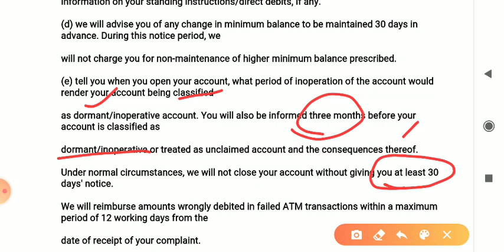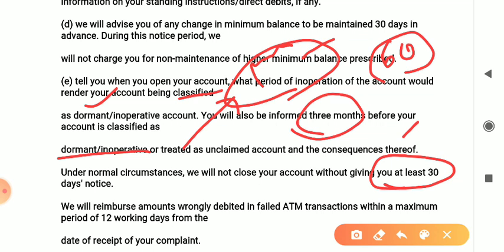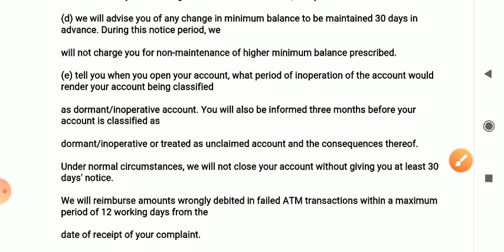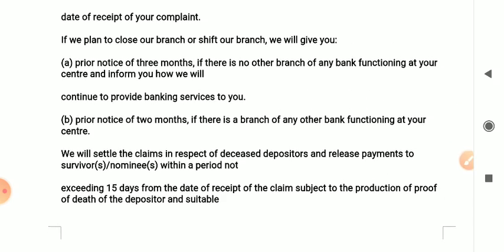So these are things. So let me tell you. Here that means during the opening of the account, the bank will inform the customer these are the guidelines, these are the things, and if you are not following this, like if for 6 months you do not withdraw or deposit any money, then your account will become dormant. Then we will inform you 3 months before. If some such condition comes that your account is going to be treated as dormant, inoperative or unclaimed, then you will be informed 3 months before. So there will be a period of 3 months, that means 90 days, right, under the normal circumstances.